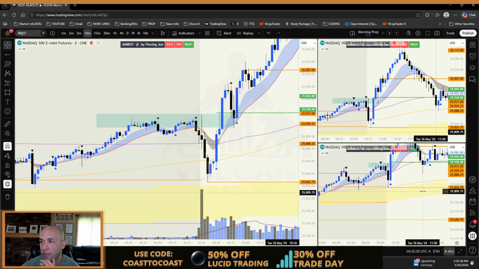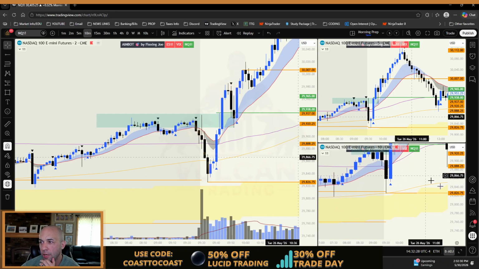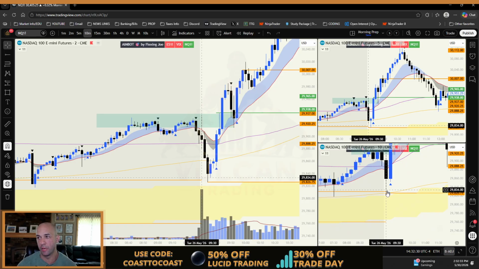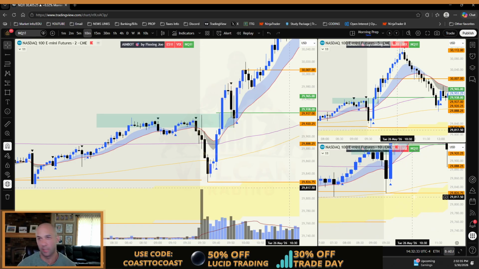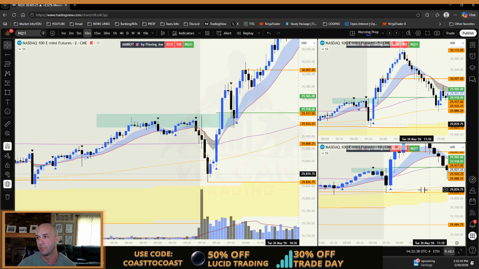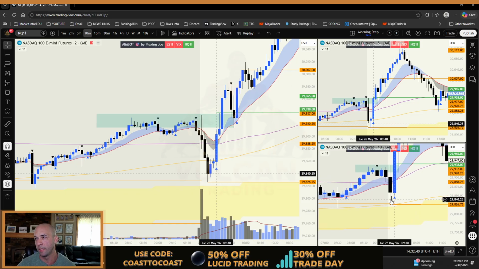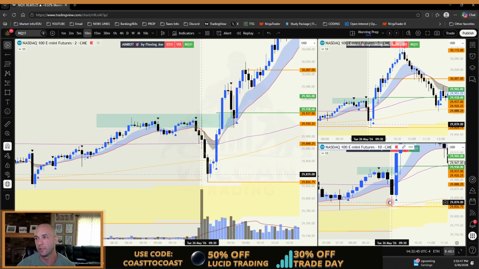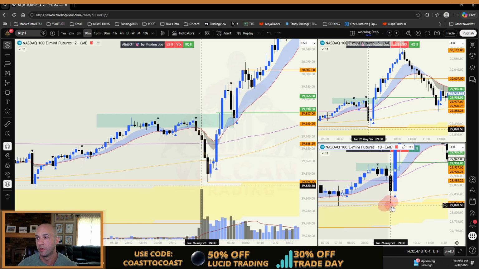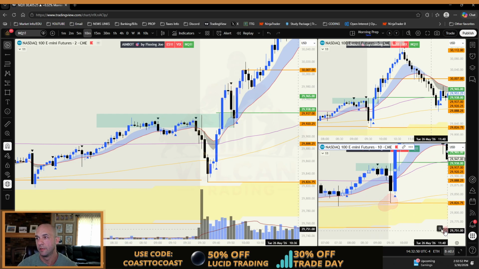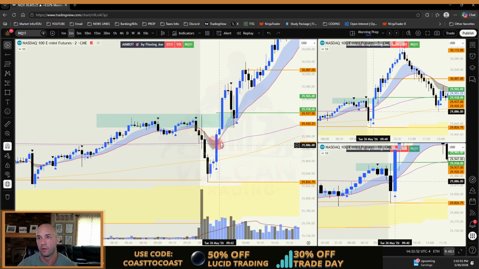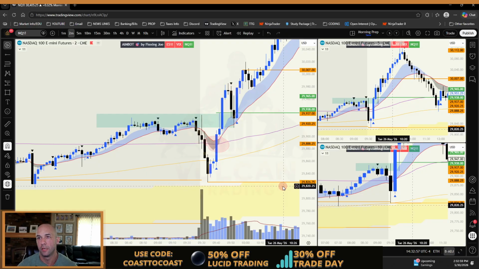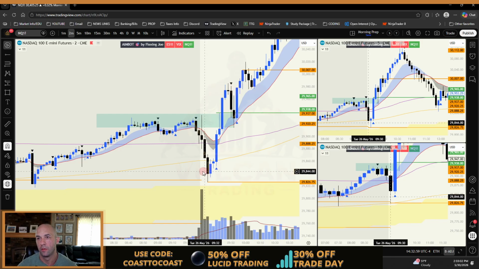We also, on the 10-minute, very important to call out, the 10-minute 200, time and time again, that big trend confirmation EMA gets interacted with right here. Gets interacted with, and then we bounce. So this area right here is not a viable short anymore.